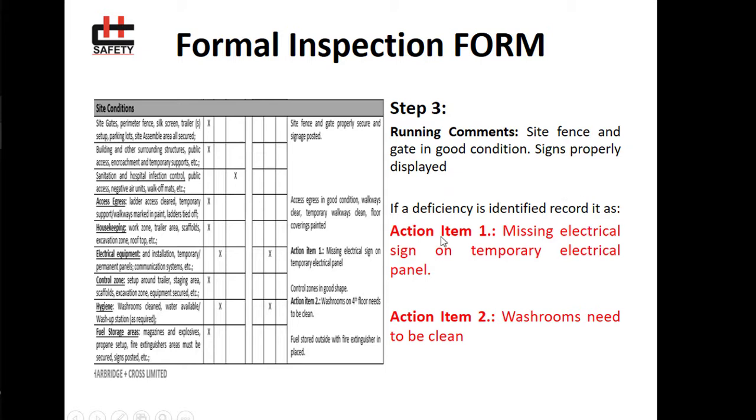For example, action item 1, missing electrical signs on temporary electrical panels, as you can see here. This is followed by non-compliant, and we assigned it a medium risk. Action item 2, washrooms need to be cleaned. Again, under hygiene, we identified it as a non-compliant item and a hazard rating of 2, so we must close these out.